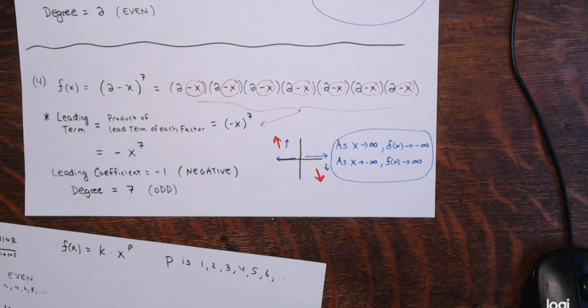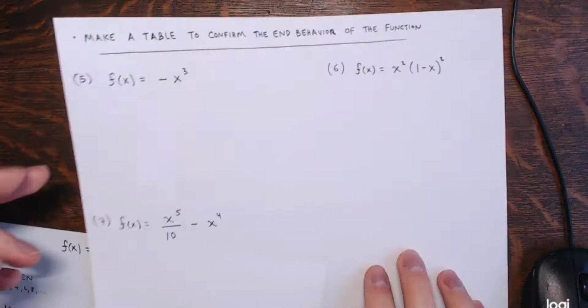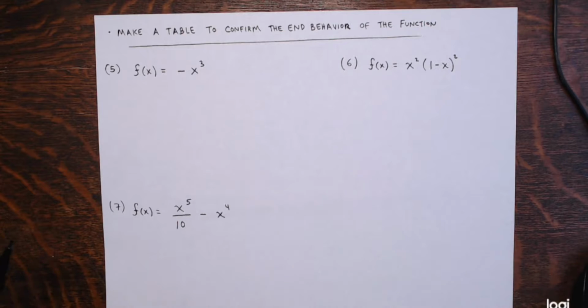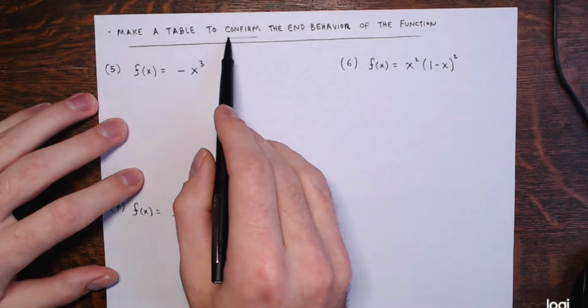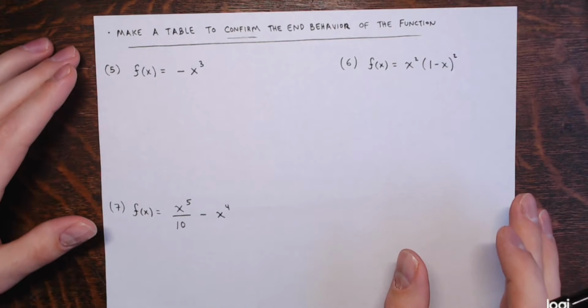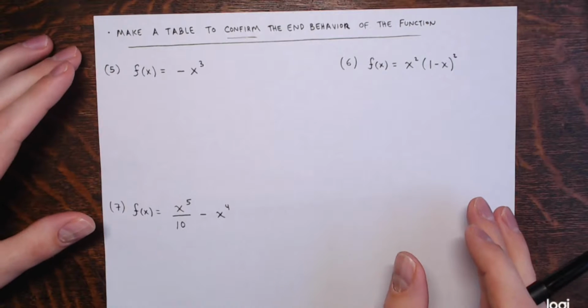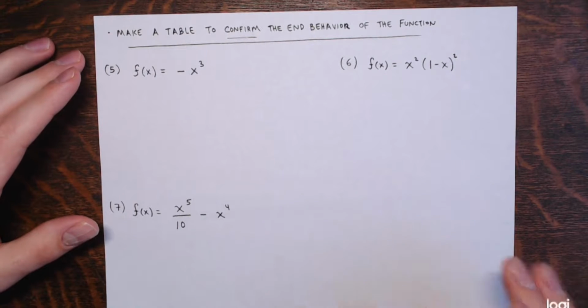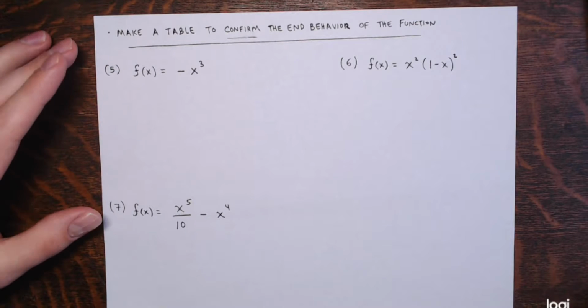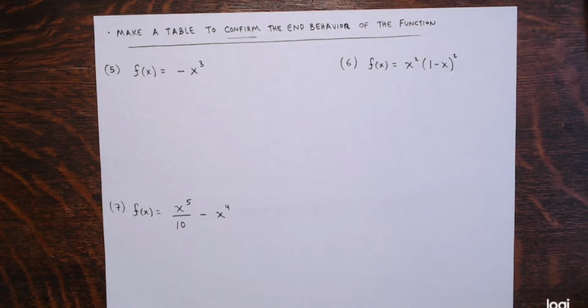Okay. Next example. So I just got one more page. Now here we're asked for just a little different. We're asked to make a table to confirm the end behavior of the function. So I will describe the end behavior the way I have been. But then we'll look at a table and plug in higher and higher values of x in the positive direction and in the negative direction, and see that the outputs go the way I say they're going to go.